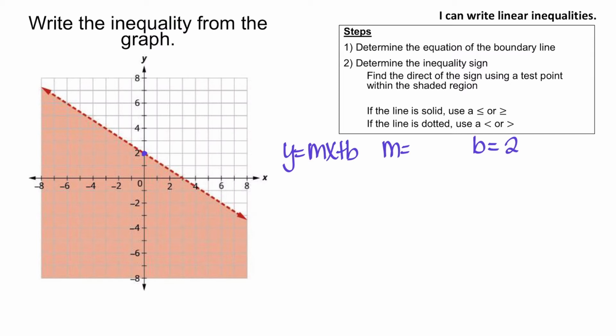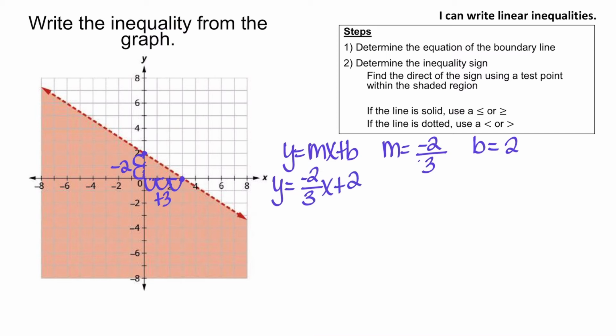Now let's pick another point on the graph to figure out the slope. So I'm going to pick this point right here, and then this will be the path between those 2 points. So I'm going to go down 1, 2, so that's -2. And then I'm going to go right 1, 2, 3, so that's +3. So I have down 2, right 3, so my slope is -2 over 3. So if I write this as an equation, I have y equals -2/3 x plus 2.